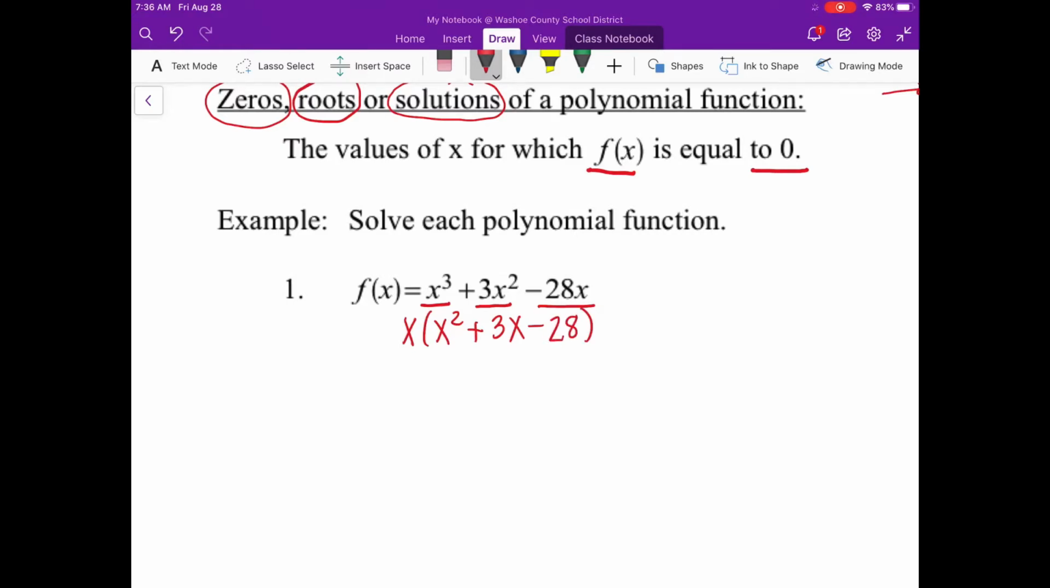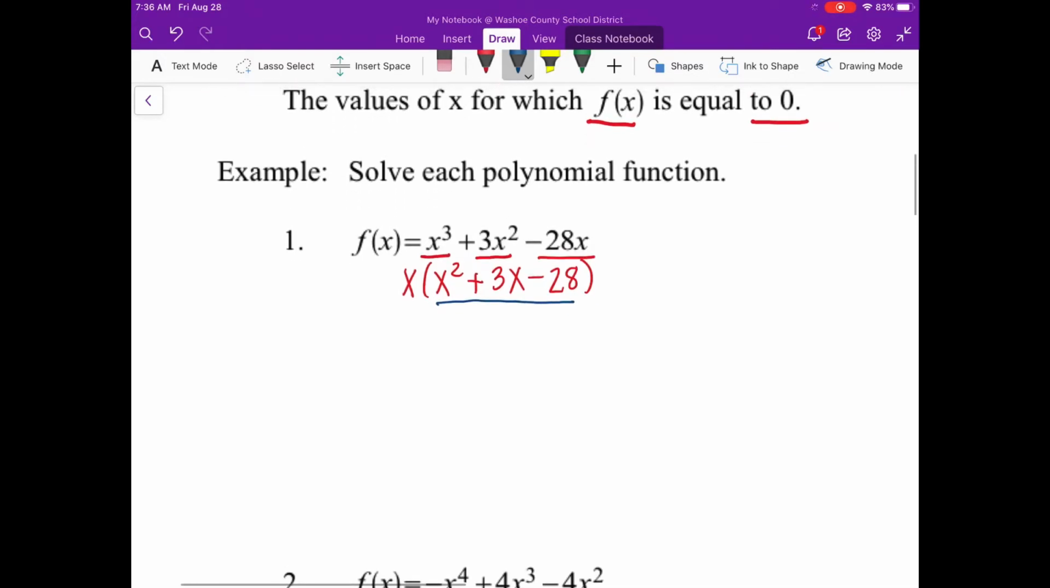Okay? From here, you are going to factor this a little bit further, this trinomial, okay? And a quick review on factoring here, you're asking what two numbers multiply to give you negative 28x squared, and also those same two numbers need to add up to my middle term of 3x. Okay, so you think about it, and hopefully you're coming up with the numbers 7 and 4.